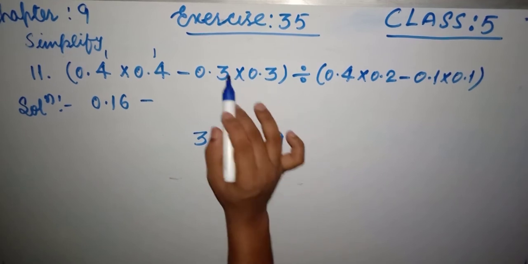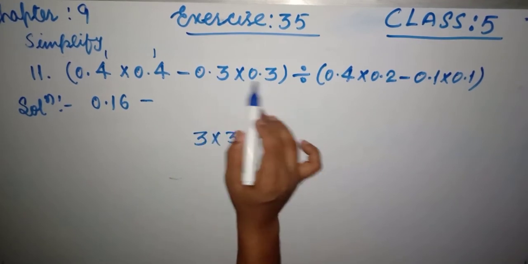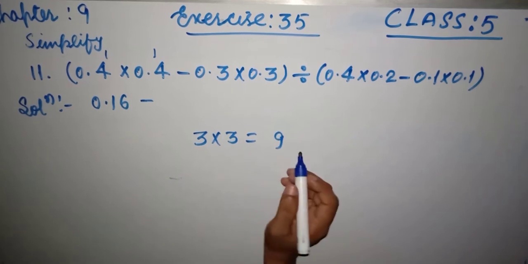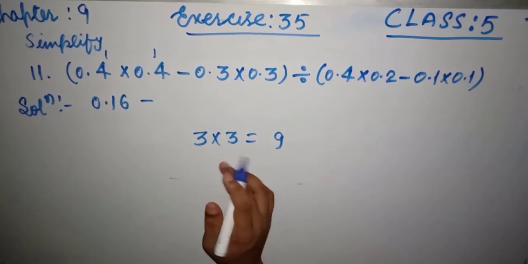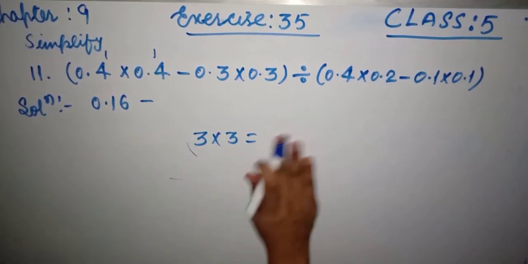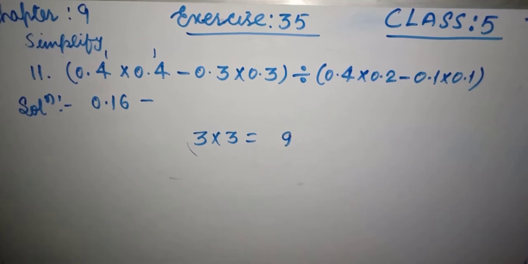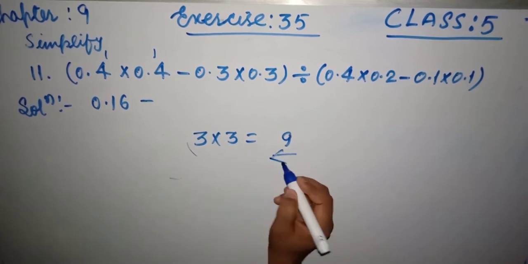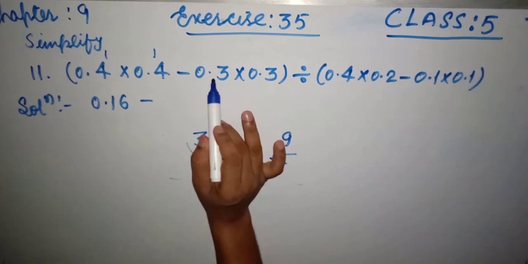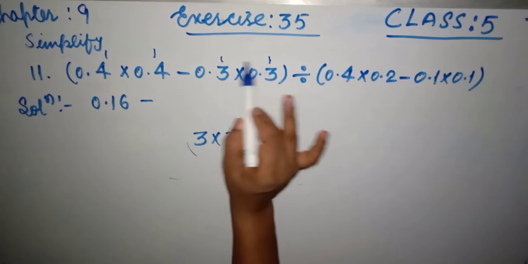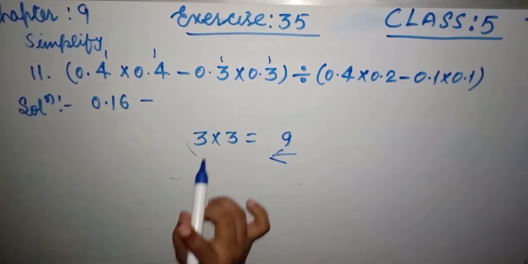Okay, so the total number of digits after the decimal, this plus this, 1 plus 1, 2. So hence we can place the decimal after multiplying 3 by 3. So we will get 9, and we have to place the decimal after counting 2 digits, because after the decimal there are 2 digits, one is here and one is here. 1 plus 1, sorry, 2.